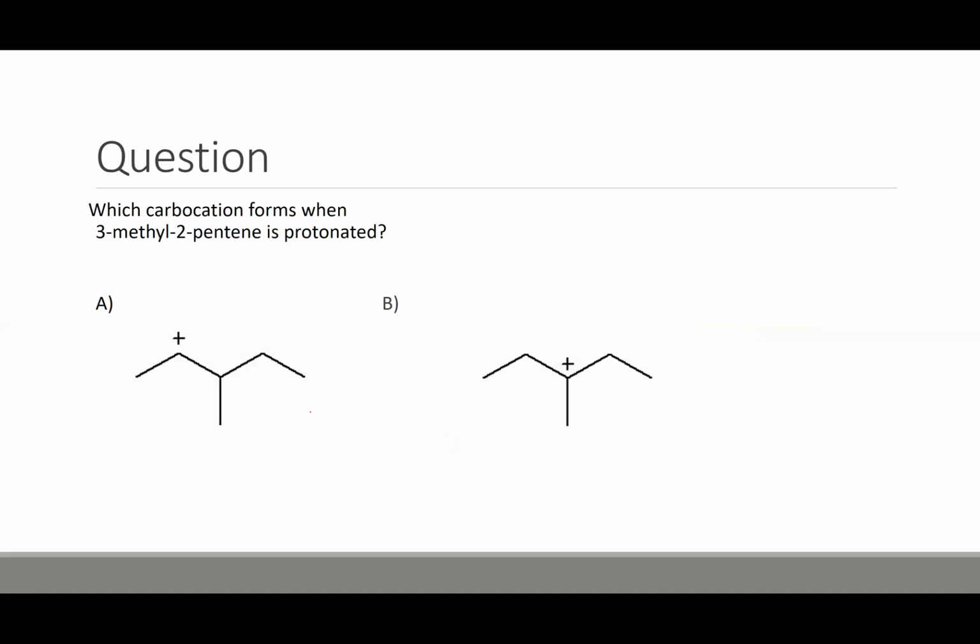Okay, so let's think about carbocation formation via this question. Which carbocation forms when 3-methyl-2-pentene is protonated? So first, let's draw this molecule, 3-methyl-2-pentene. So it's a pentene that is 5-membered, 1, 2, 3, 4, 5. The double bond is in the 2 position. It is 2-pentene. So let's number these. It would be here. And our methyl is in the 3 position, which is here.